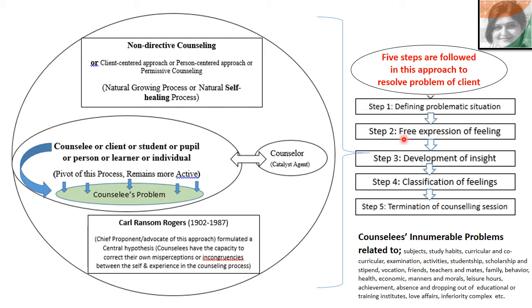In the non-directive counseling approach, five steps are followed. Step 1 is defining the problematic situation, then free expression of feeling, then development of insight, then classification of feelings, and then termination of the counseling session.